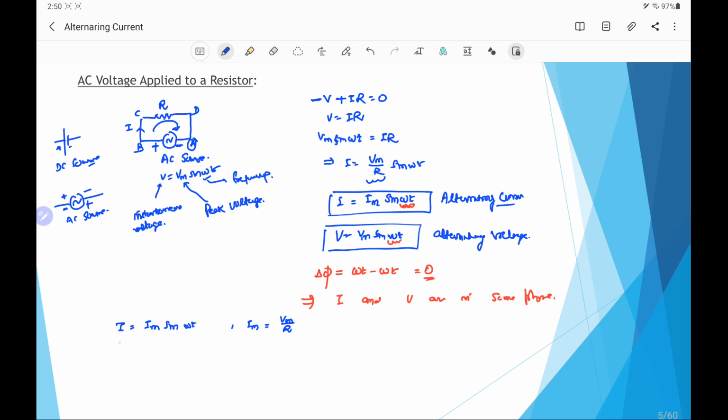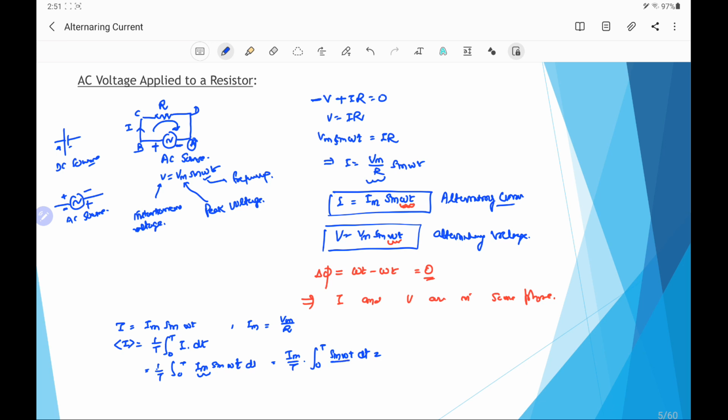For the average value of the current for a cycle, we write the formula: 1 by T, where T is the time period, integral from 0 to T of the function I dt. We put the value of I, which is Im sin omega t dt. This Im is constant, so it can be taken out of the integral, and the remaining integral is from 0 to T of sin omega t dt.